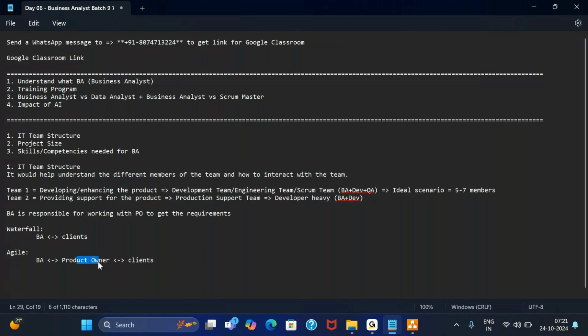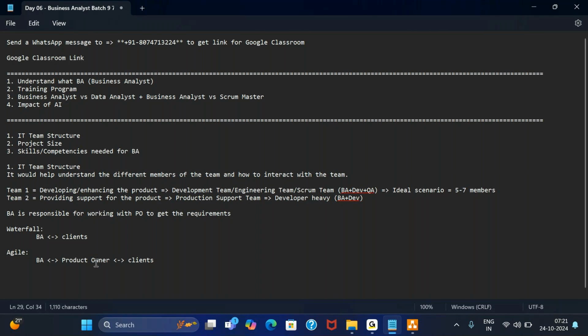So when a product owner is there, the product owner is responsible for ensuring the development of the product or the software as such. So the product owner will decide, by talking to the client, what are the different types of work needed, and then based on that, the product owner will assign the work to separate BAs: you do this part, you do this part.